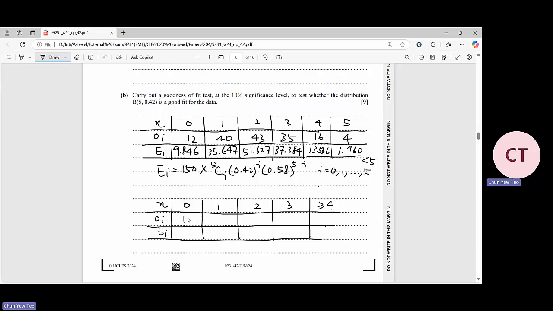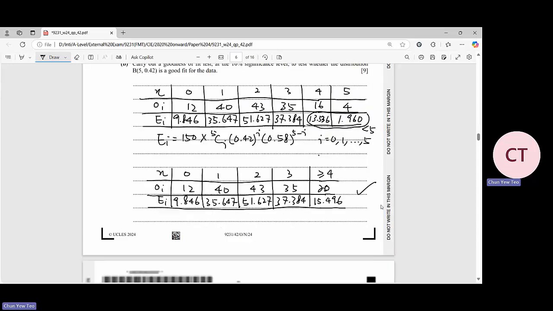When we combine them, this one is not affected, just copy down only. This is 20. This one, just copy down as well, 9.46, 35.647, 51.627, 37.384. And the last one is just combine these two together. If you combine these two together, you get 15.496. Okay, so this is the table that we need to use to do the hypothesis test.